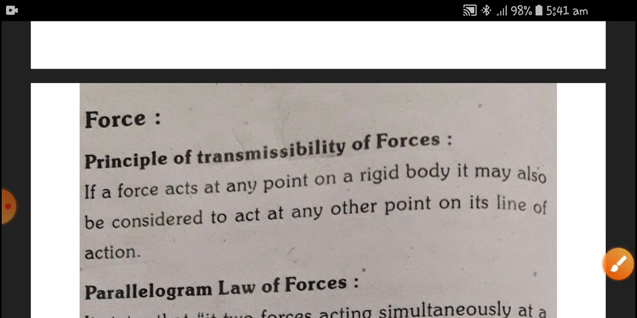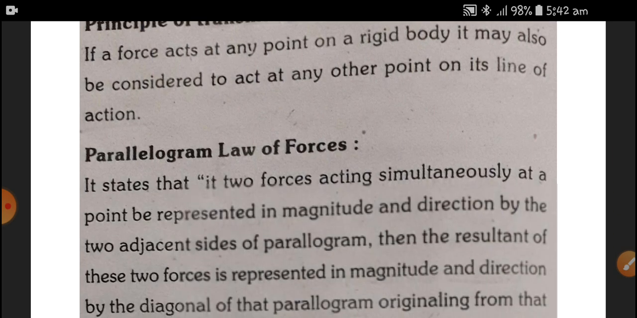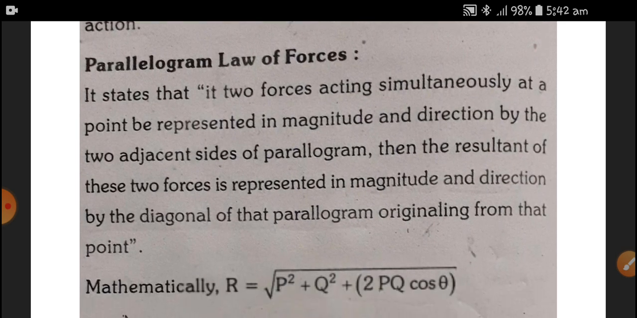The force acting at any point on a rigid body may also be considered to act at another point on the line of action. So the principle of transmissibility has the same intensity, same line of action, and same direction. So that is the thing you have to understand in the principle of transmissibility. Next, the parallelogram law of forces.